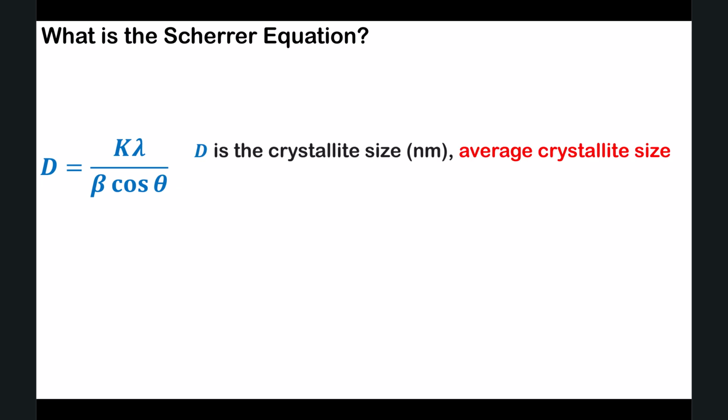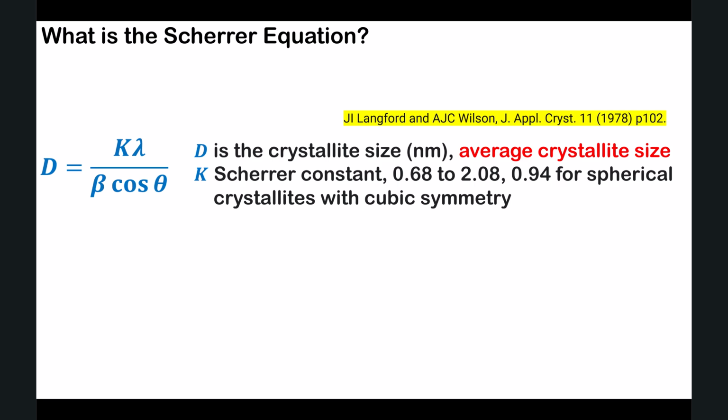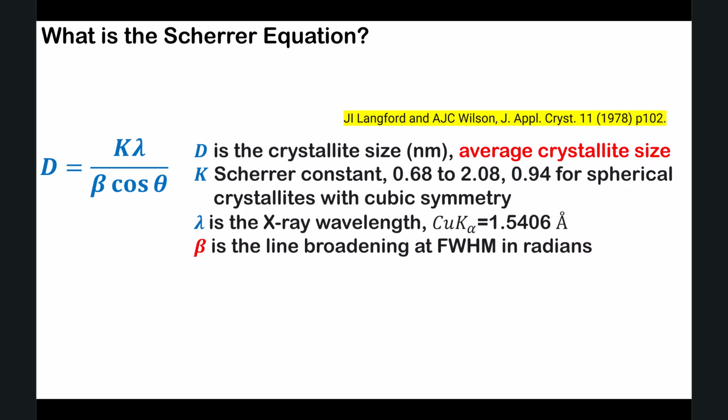Here, D represents the crystallite size, K is the shape factor, typically around 0.94, lambda is the X-ray wavelength. For copper K alpha, it is 1.5406 angstrom. Beta is the full width at half maximum in radians, and theta is the Bragg angle.